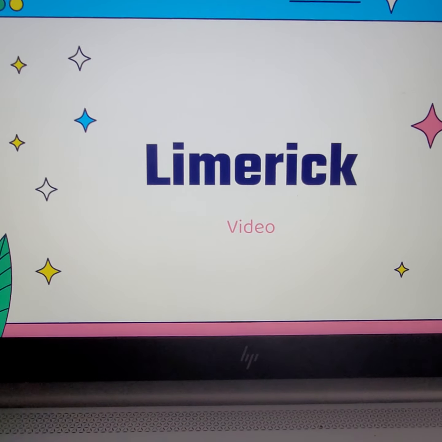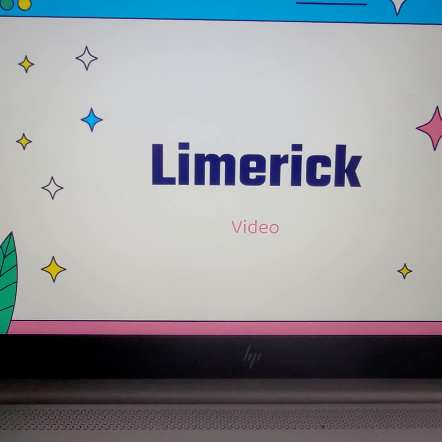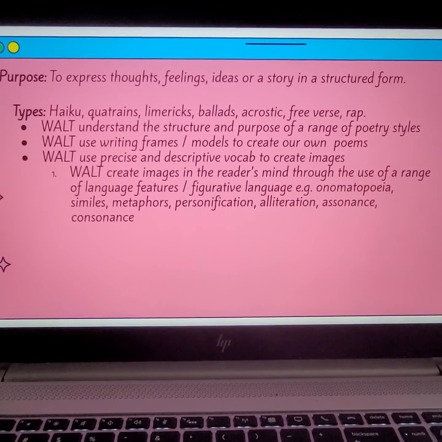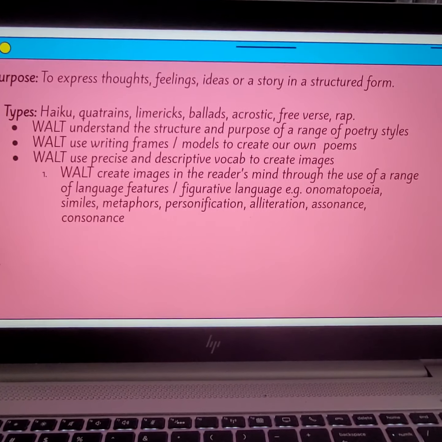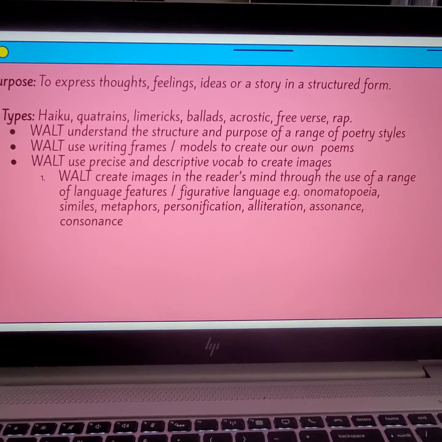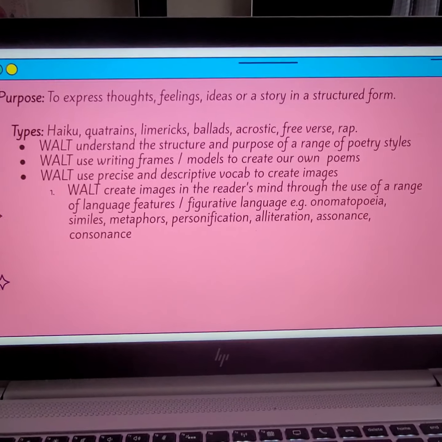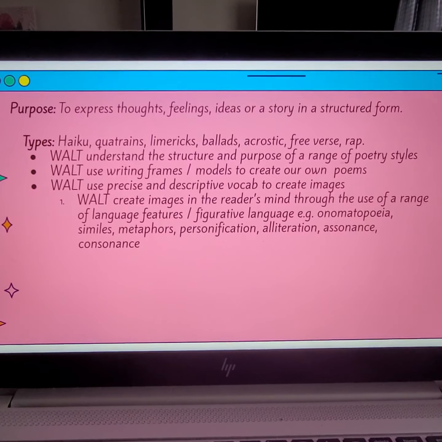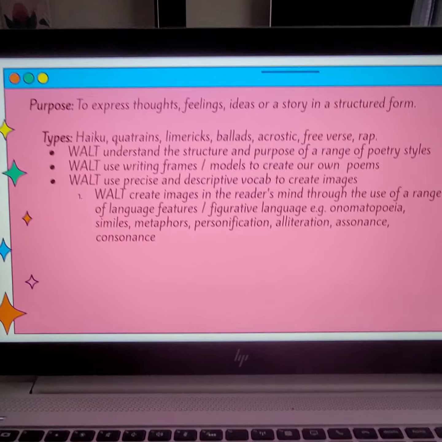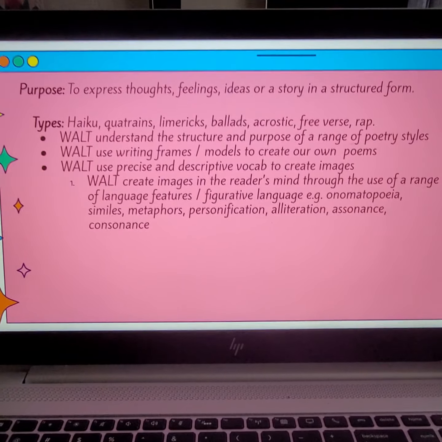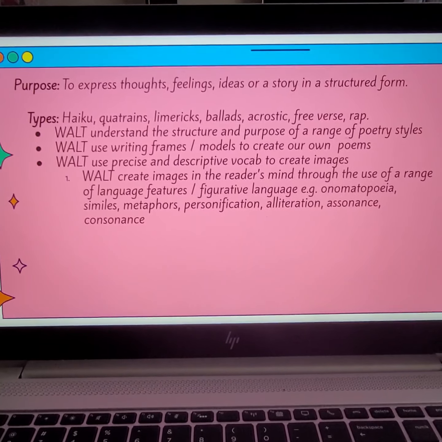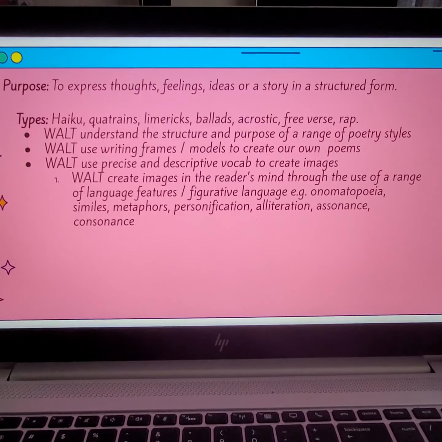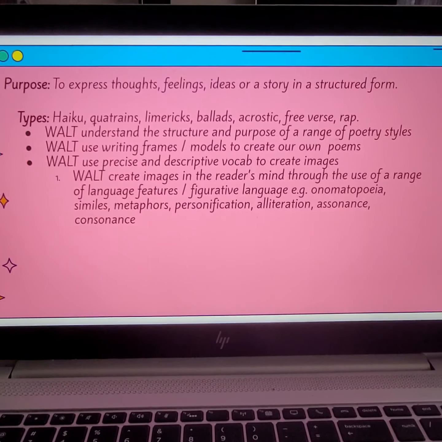Today we are going to look at limericks. Before we get started, our purpose for our writing is to express our thoughts, feelings, ideas, or a story in a structured form. As mentioned in my previous video about personification poems, we are going to be looking at a whole bunch of different poetry over the next couple of weeks, and these include haikus, quatrains, limericks, ballads, acrostic, free verse, and rap. If you take the time, you can pause the video here and have a look at our waltz.